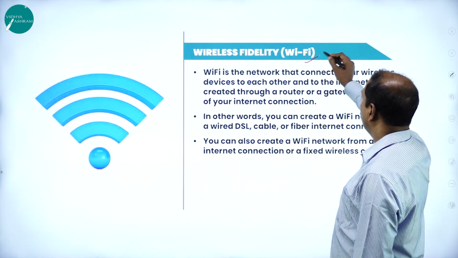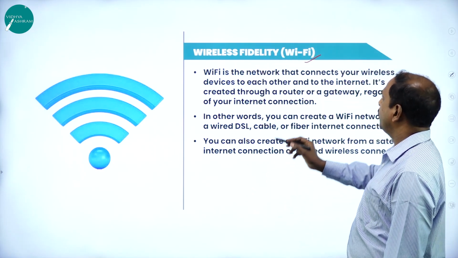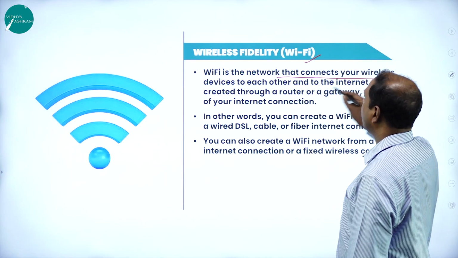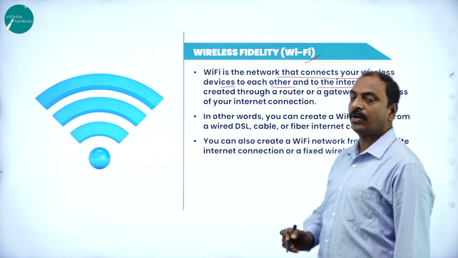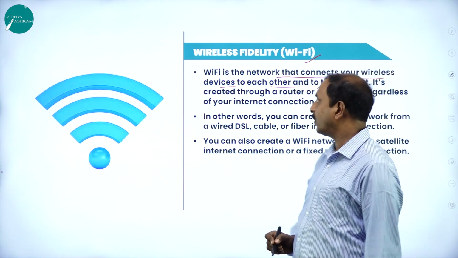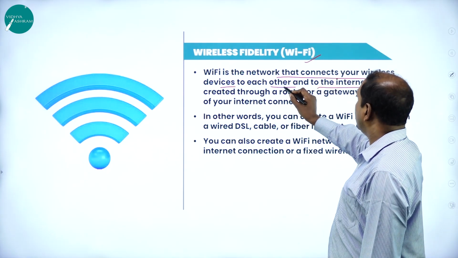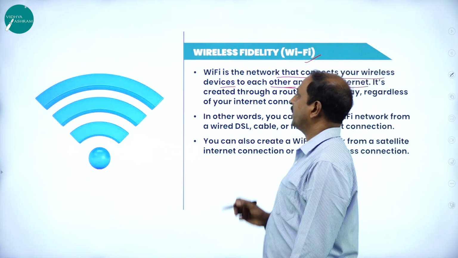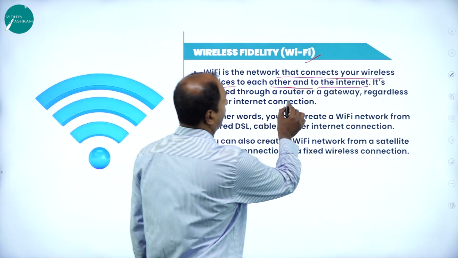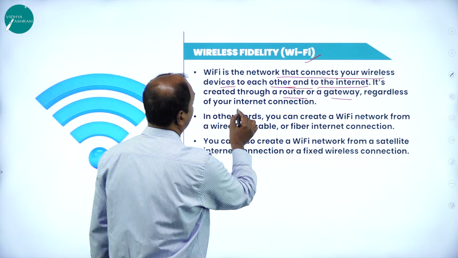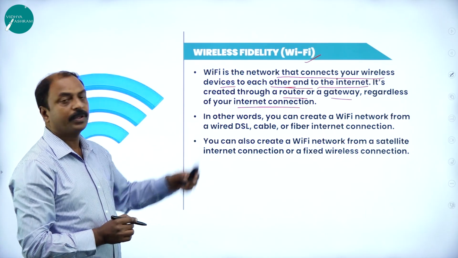Next one is Wi-Fi. What is Wi-Fi? Wi-Fi stands for wireless fidelity. It is a network that connects your wireless devices to each other and to the internet. Wi-Fi connects your wireless device to another wireless device through the internet. It is created through a router or gateway regardless of your internet connection. So it is possible through a gateway or even through a router system.